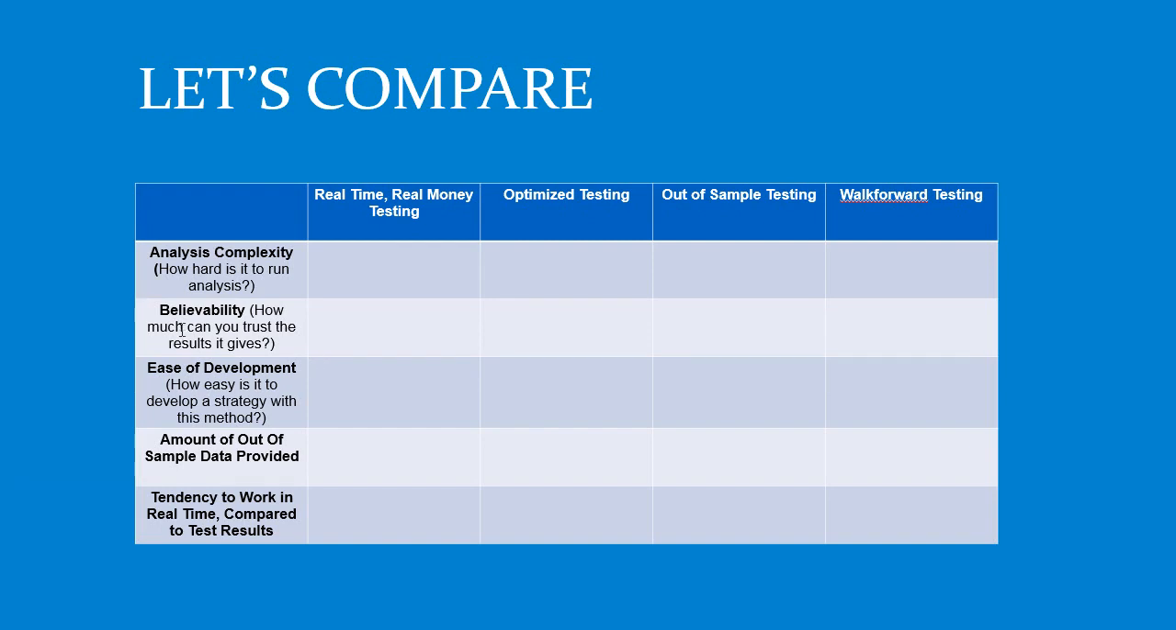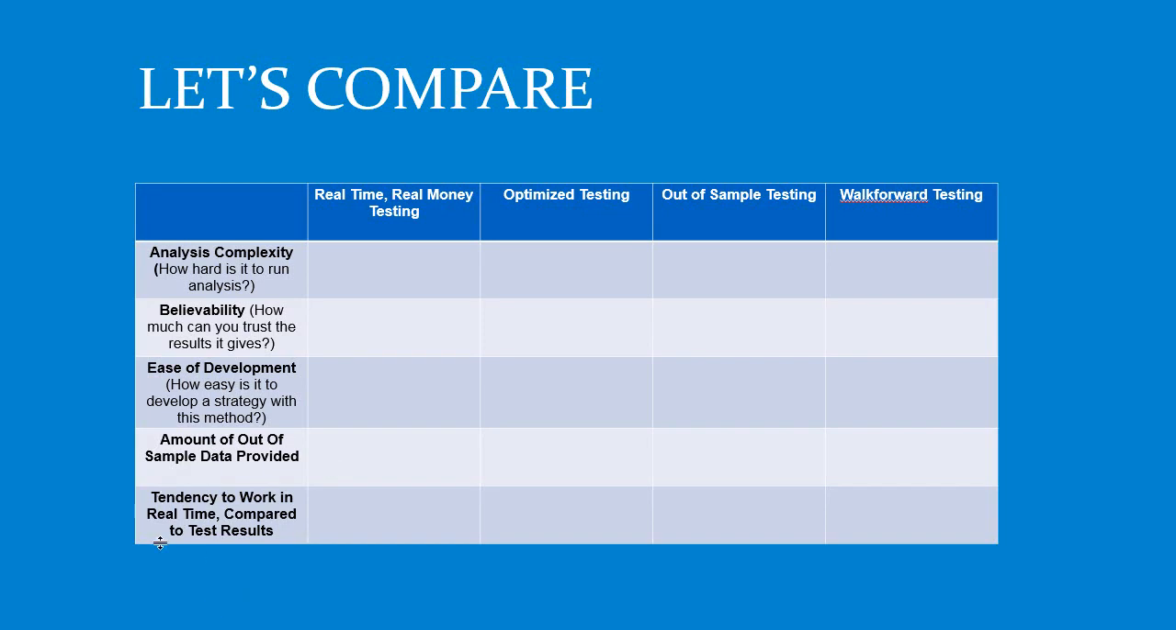Then there's believability. How much can you actually believe the results? That's an important characteristic. And if you use that method, how easy is it to develop strategies? You don't want a great method that never gives you a good strategy, right? You'd be testing for years and years, and after 10 years you'd come up with a strategy. You don't want that. The next point will be the amount of out-of-sample data that it gives you. And like I said, that's important for assessing the viability of a strategy.